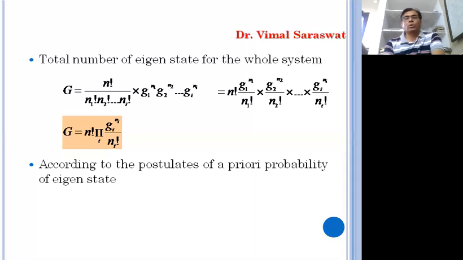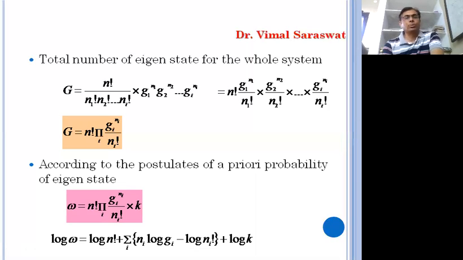Now, according to the postulate of a priori probability of final state, the probability omega is equal to factorial N pi over i of Gi raised to Ni upon factorial Ni, into a constant k. On taking the logarithm of this equation, we get log omega is equal to log factorial N plus sigma over i of Ni log Gi minus log factorial Ni, plus log k.